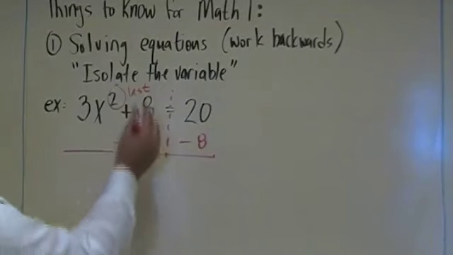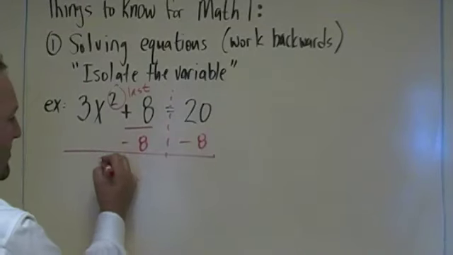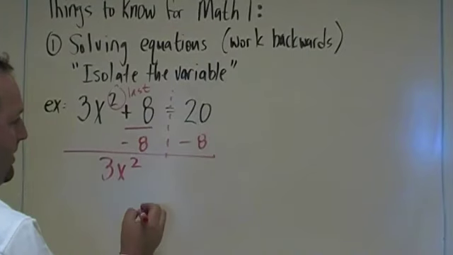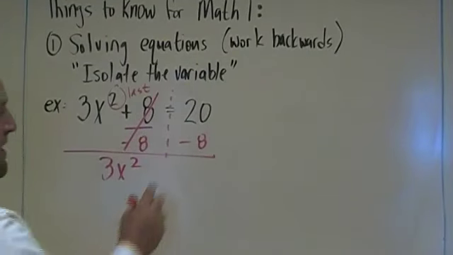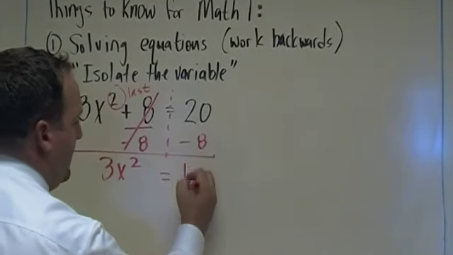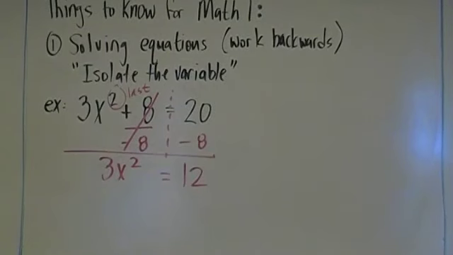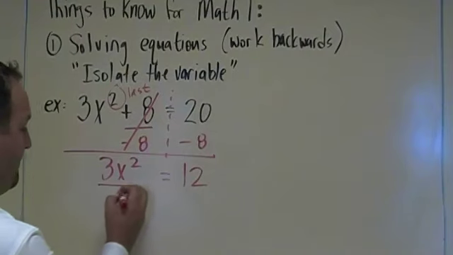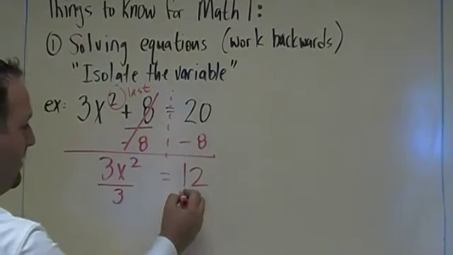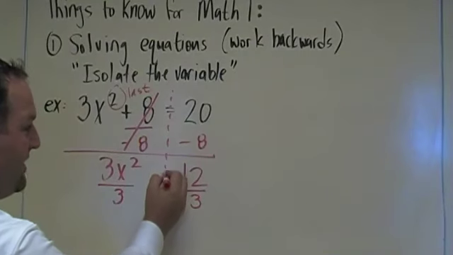Bring down what you have not affected. So this side I'm going to bring down the 3x squared. These cancel out. And then 20 minus 8 is going to give me 12. Beautiful. Now, again, we all know the last thing we're going to undo is the squared. So the next thing we've got to get rid of is the 3. Ask yourself, how is it attached to the x? It's attached by multiplication. To undo multiplication, you have to divide.